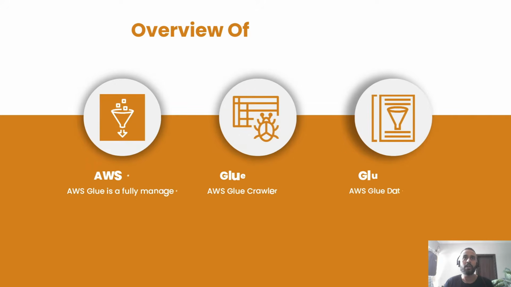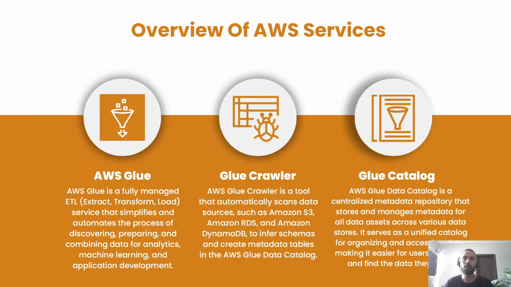In section 1, we are going to have an overview of the 3 important services that we are going to talk about all around. The first one is AWS Glue. So what is AWS Glue? It is a fully managed extract, transform, load service that simplifies and automates the process of discovering, preparing, and combining data for analytics, machine learning, and application development. AWS Glue offers a lot of services as part of the AWS Glue console. Let me show you that.